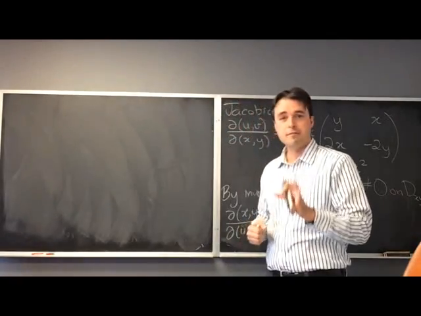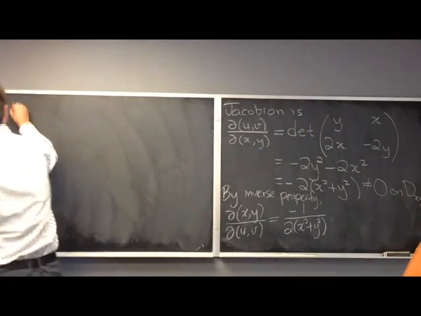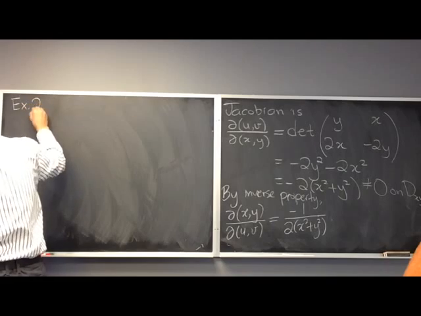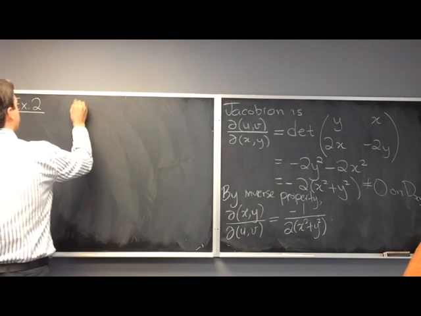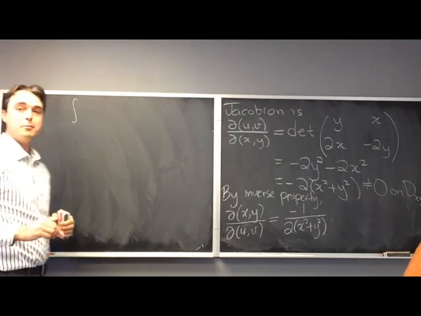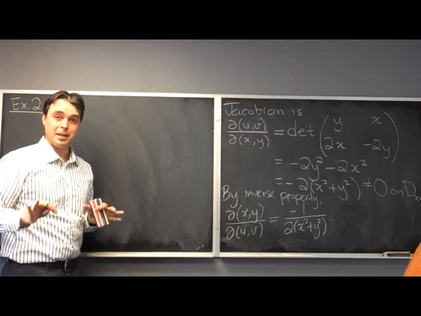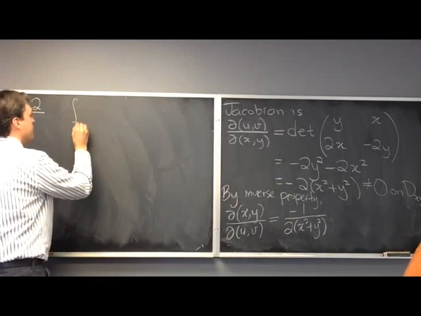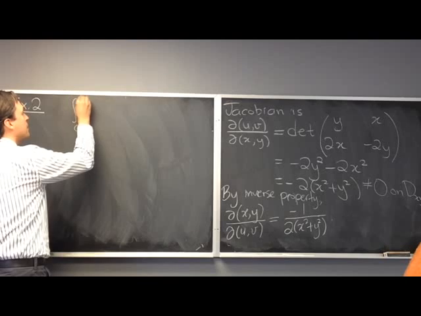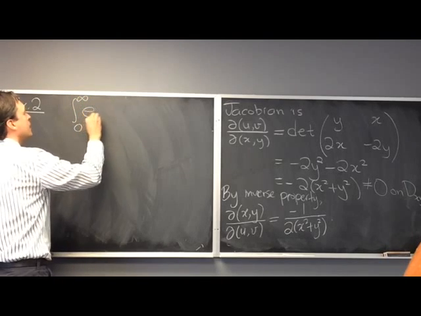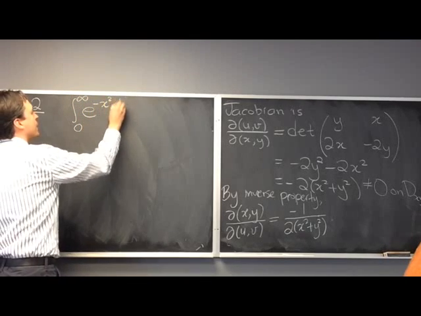Okay, the second one is a famous integral. And you might wonder how this is connected to double integrals. But the question is, evaluate the improper integral from 0 to infinity of e to the minus x squared dx.